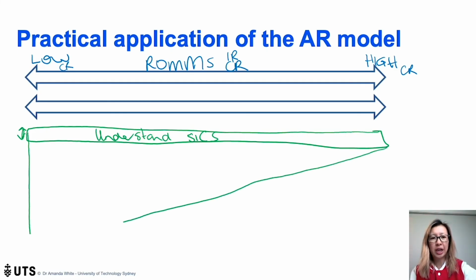Let's see if I can draw a straight line here. Not too bad. Okay. So what you can see from my diagram here, if this is volume of testing, I'm going to do more testing of internal controls where controls are good, and I'm going to do less testing of internal controls where controls are poor.